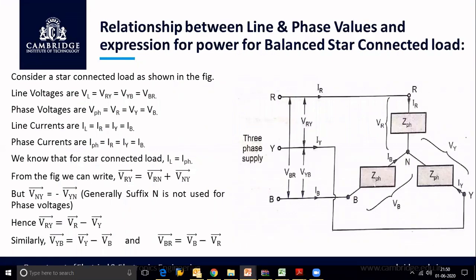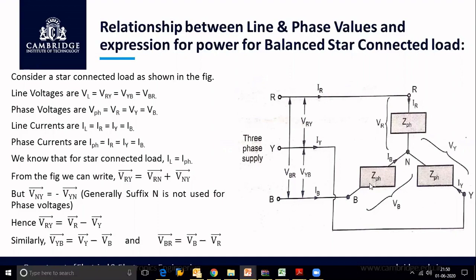Now, let us bring out the relationship between line and phase values and expression for power for a balanced star-connected load. Balanced star-connected load means we have taken a three-phase load which is of the same magnitude, the same phase angle and the same nature. Then we call such a load a balanced load, and it is connected in the form of a star connection. Now, look into the figure.